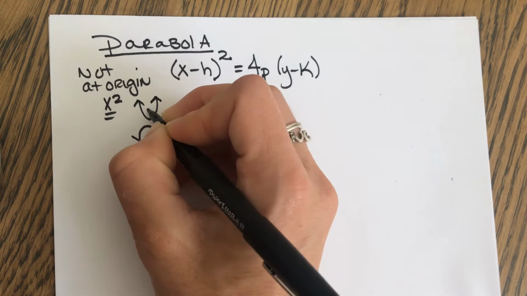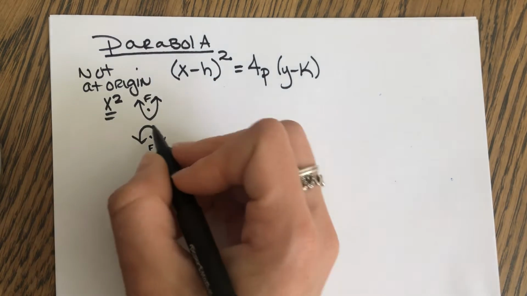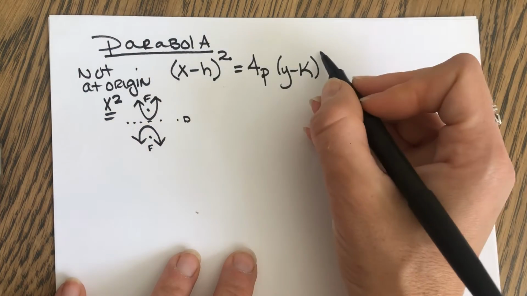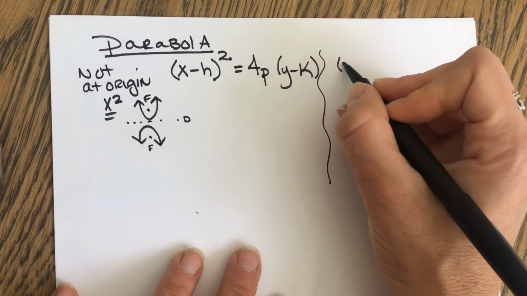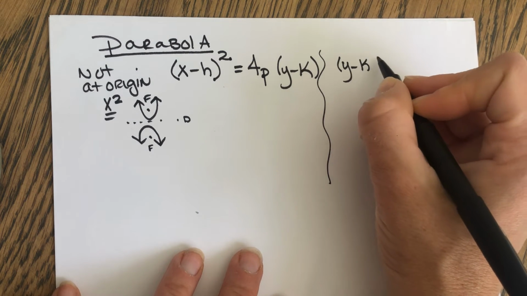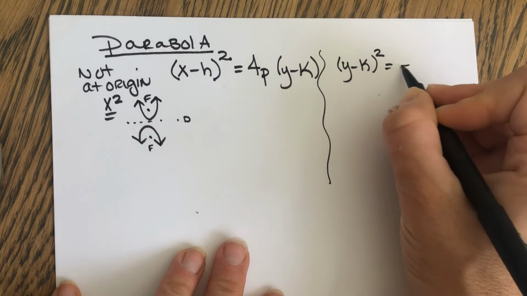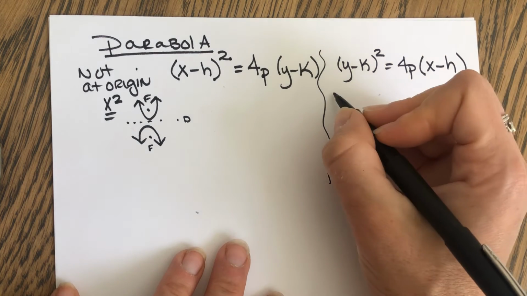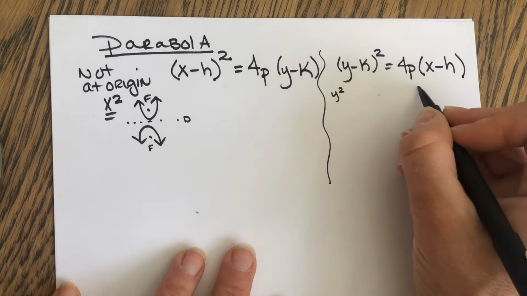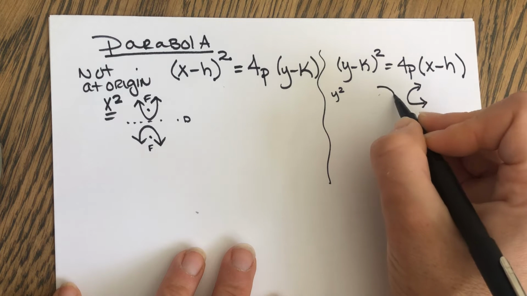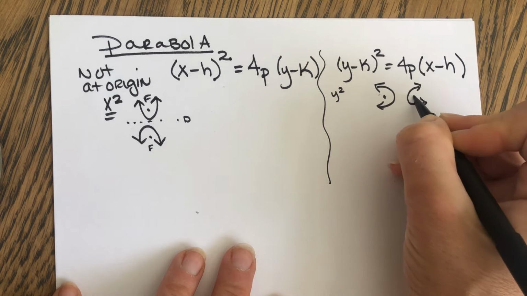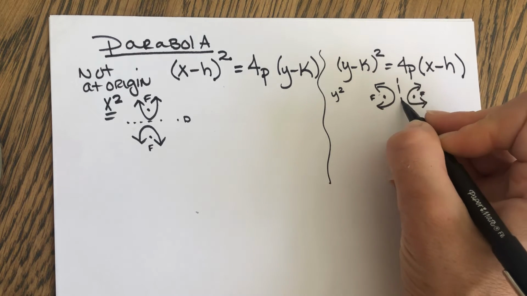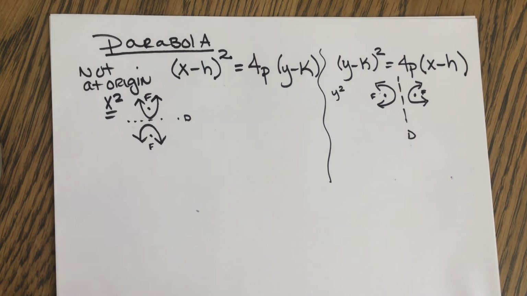Remember, your focus is here. It is eating the focus, and the directrix, so I'll just keep it there. The directrix is there, so this is your directrix. Obviously, you can also do y minus k squared equals 4p x minus h. And since it's a y squared, you're going to go right or you're going to go left. Again, you're eating the focus, which remember your focus is the same as the vertex. And then this is your directrix, so it's going to be a horizontal line this time.